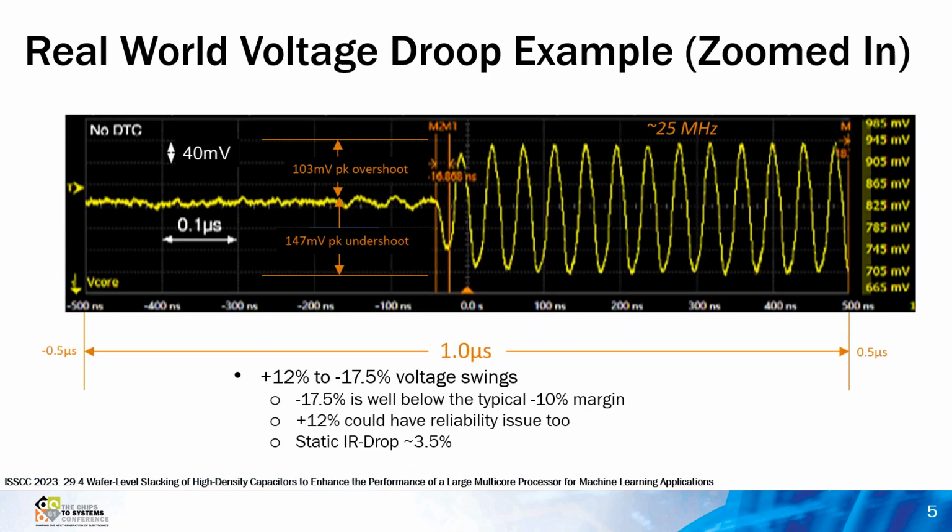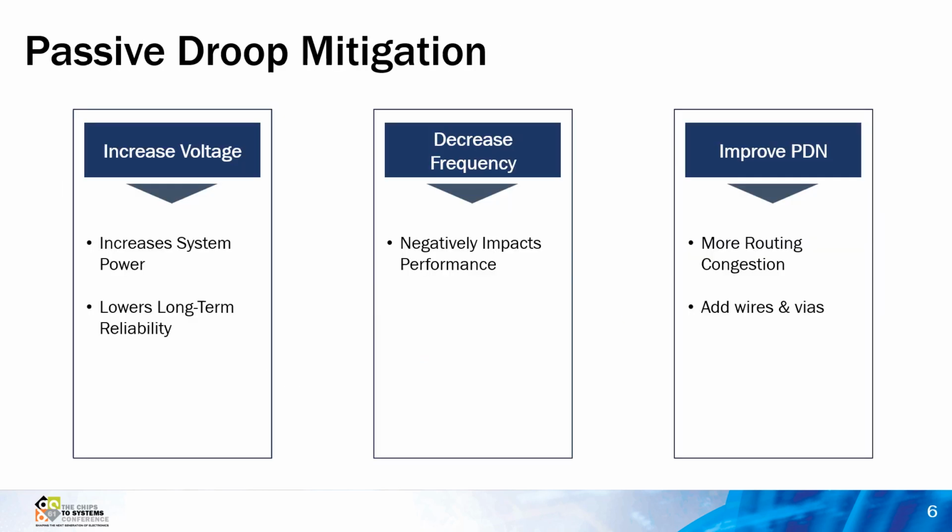In this zoomed-in view, we can see that some event has caused the supply voltage to ring. The nominal operating voltage is approximately 850 millivolts, with droops of about 147 millivolts and overshoots of about 100 millivolts at a frequency of 25 megahertz. The 147 millivolt droop is 17% of that nominal operating voltage, which is well below the typical VDD minus 10% sign-off corner. Such a condition could easily cause timing violations and system errors.